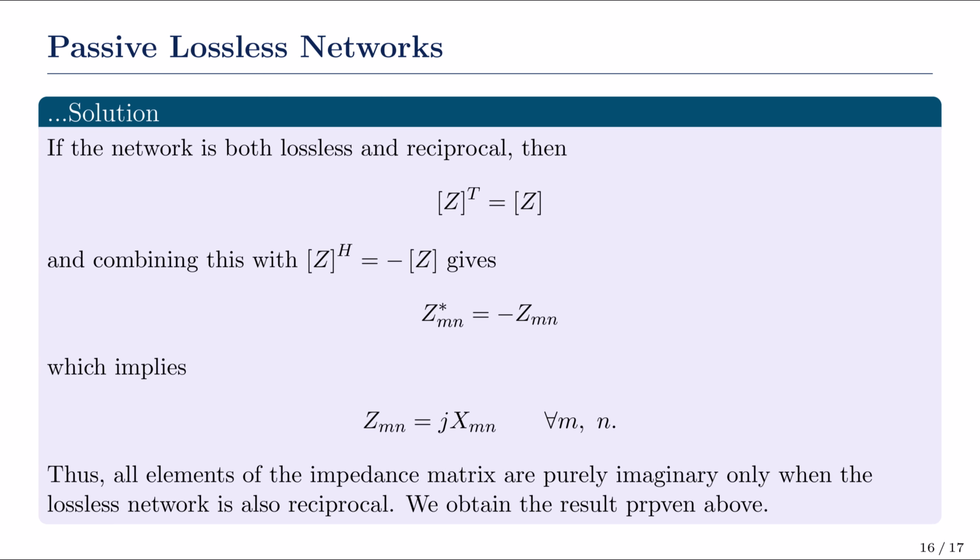For a reciprocal network, the impedance matrix is symmetric, so its transpose is equal to itself. Combining this symmetry condition with the skew Hermitian condition imposed by losslessness gives a stronger result. The impedance parameters must then satisfy the condition that each element is equal to minus its own complex conjugate. Consequently, every element has zero real part and is therefore purely imaginary. Thus, the important conclusion is that a lossless reciprocal network has a purely imaginary impedance matrix, whereas a general lossless network only needs to have a skew Hermitian impedance matrix.